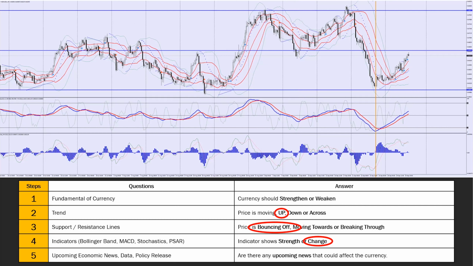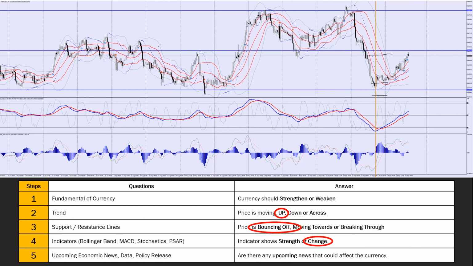And then for the last New Zealand trade idea, you can see that it drops at this point and hits support level. Same thing, fundamentals of currency strengthen. Price has been moving up. Short term down, I know, but overall it's been moving up. You can even say it's moving across, hits the level and bounces back up. Support and resistance level, bouncing off support level, moving upwards. Indicators showing me change on the fast MACD and possible change on the slow MACD. At this point, entry, stop loss, take profit.